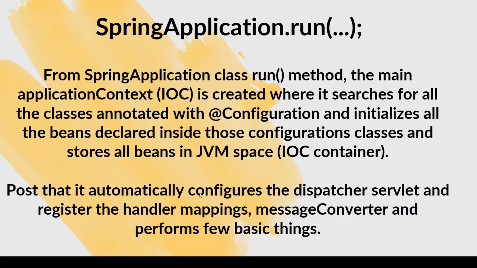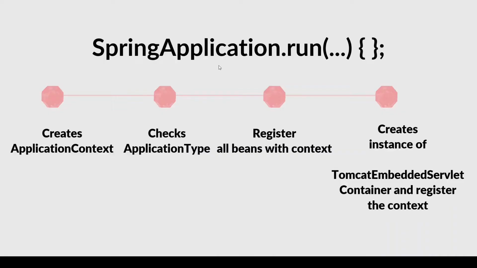Post that, it will automatically configure the dispatcher servlet and register the handler mapping and, if required, the message converter, and perform some basic level of things, right? So if you observe here, the SpringApplication.run method does a list of tasks to bring up our embedded Tomcat server. First it will create the application context, check the application type and register all the beans with the context, and create the instance of the Tomcat embedded servlet container and register it to the context.